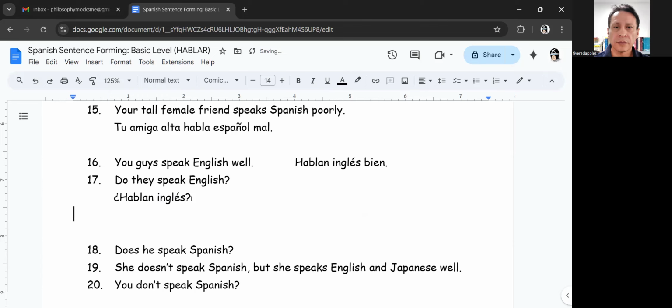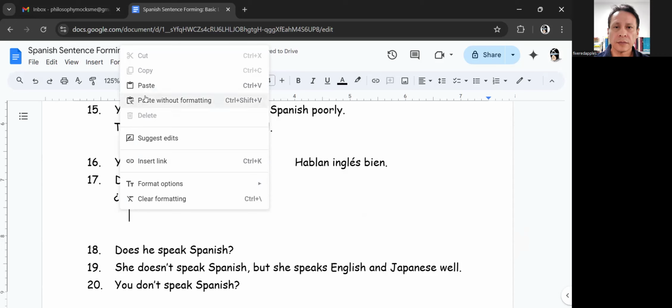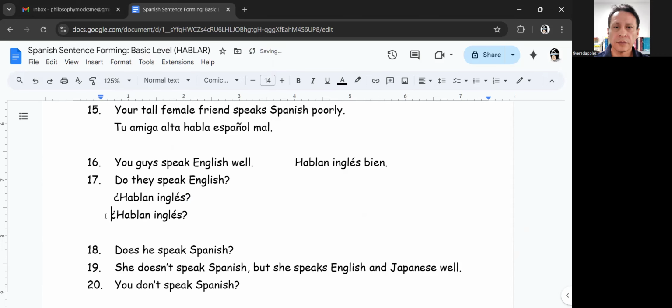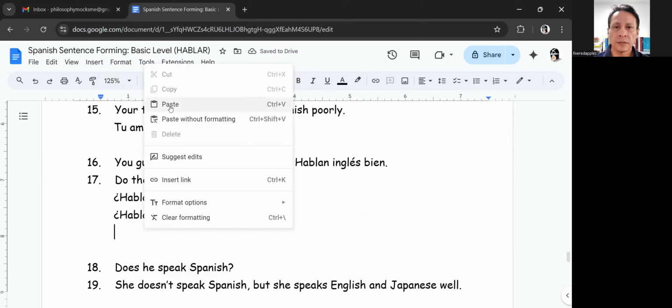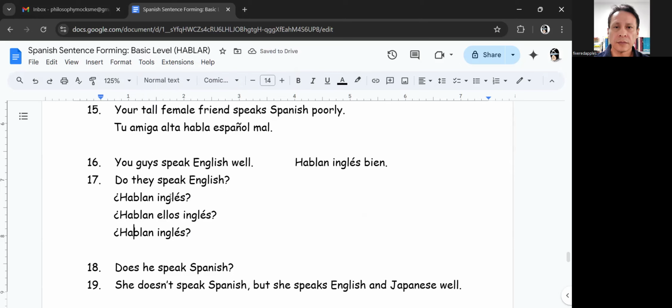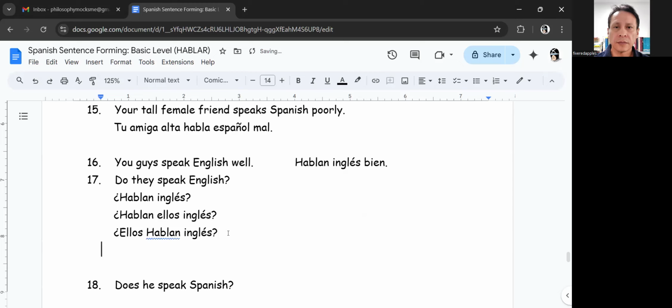But it's also very common to throw in the pronoun here. There are different places we can do that. You can actually put the pronoun here. ¿Hablan ellos inglés? You can put the pronoun there. You can also put the pronoun in the beginning. Ellos hablan inglés. Again, it's all about intonation. The ellos can go almost anywhere. ¿Hablan inglés ellos? I'll give you one more.